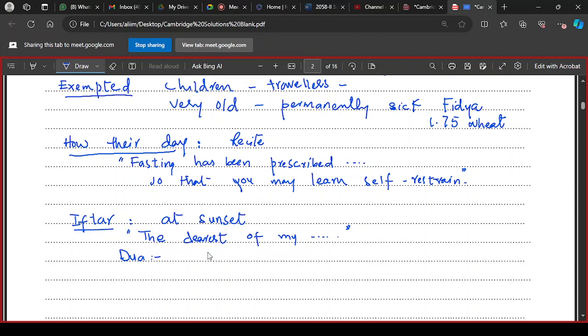So, this is a particular dua that has been taught by the Holy Prophet, peace be upon him. This evening meal is called iftar. It is called iftari or iftar.